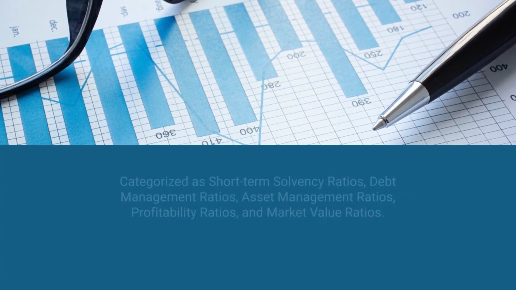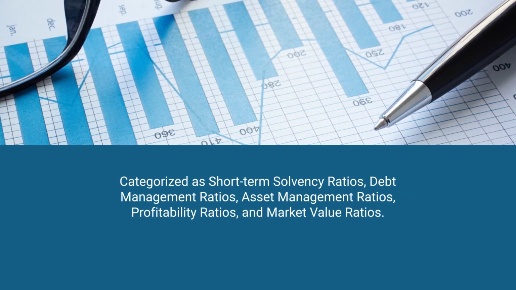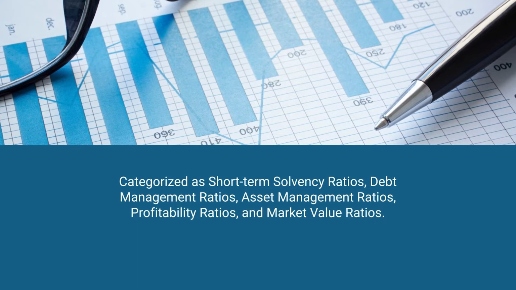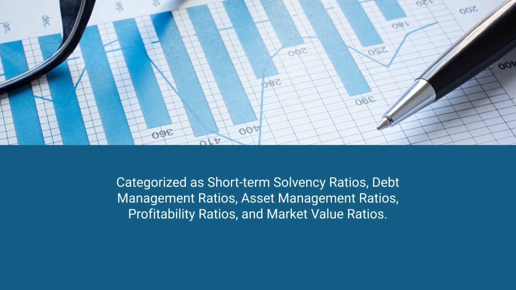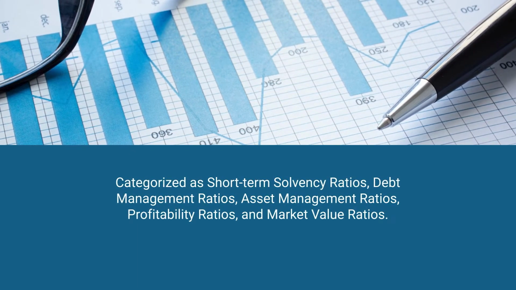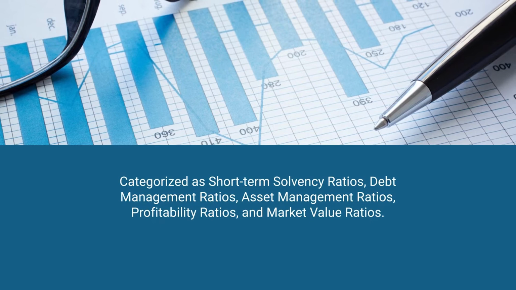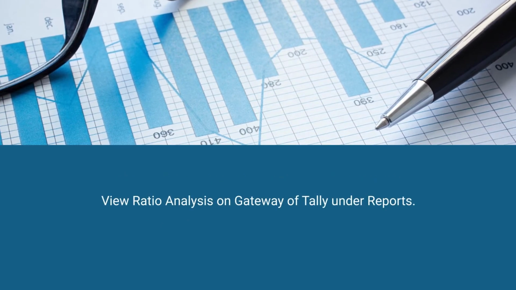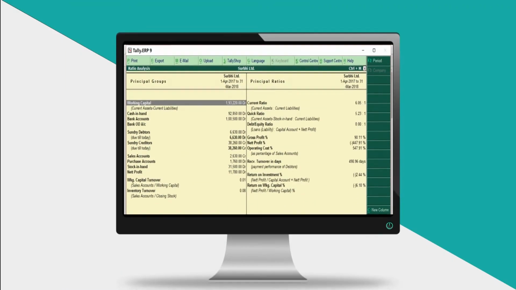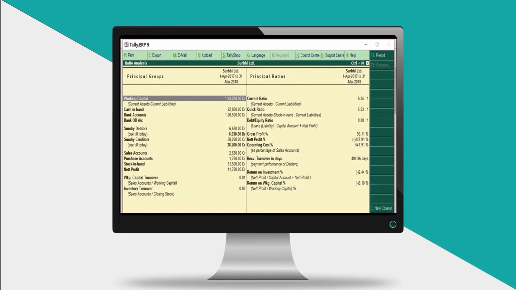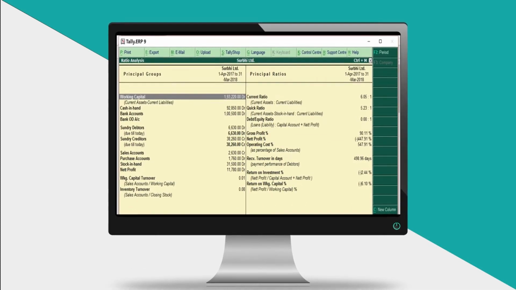You have categorization of ratios as short-term solvency ratio, debt management ratios, asset management ratios, profitability ratios and market value ratios. These ratios are automatically updated as soon as you enter the various transactions. You can see the ratio analysis report under the gateway of Tally. This is the ratio analysis report. You can see various ratios.